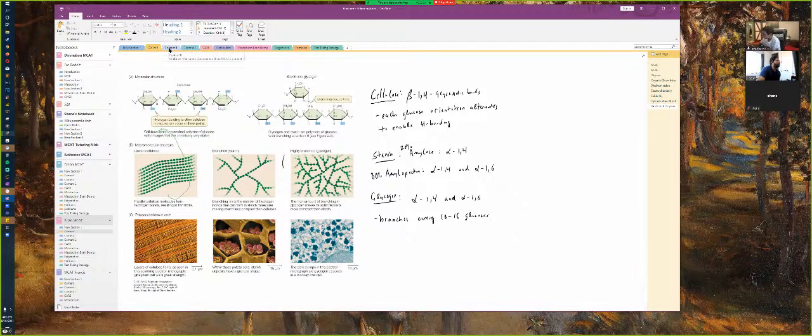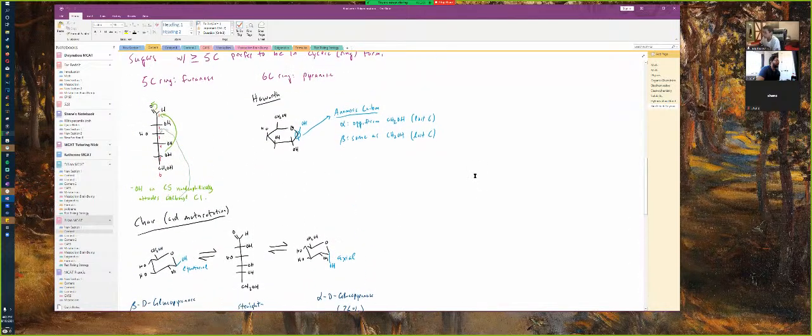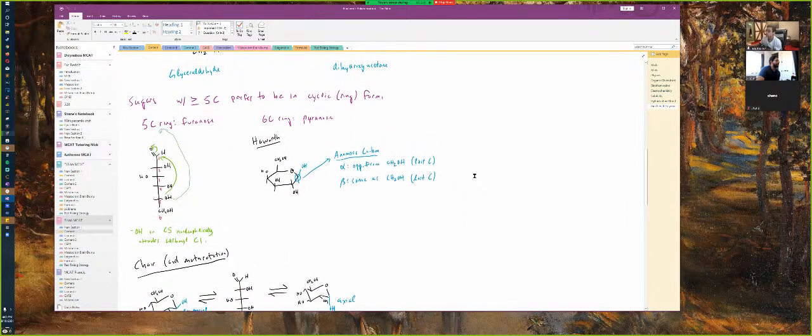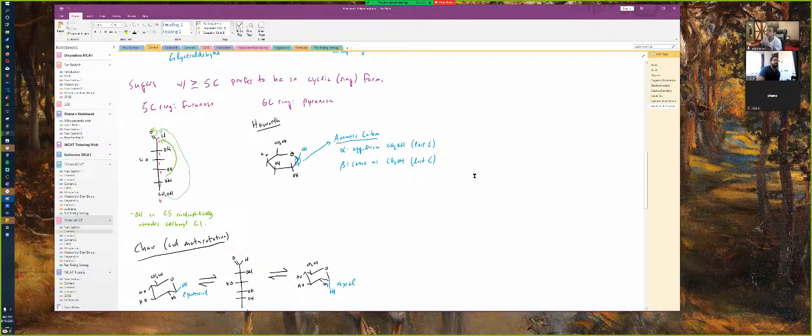And if it's making the 6-ring one, it's going to be the 6 that attacks. It'll attack the carbonyl at C1. It'll always attack the carbonyl at C1 because it's a carbonyl. That's the OH nucleophilically attacking.